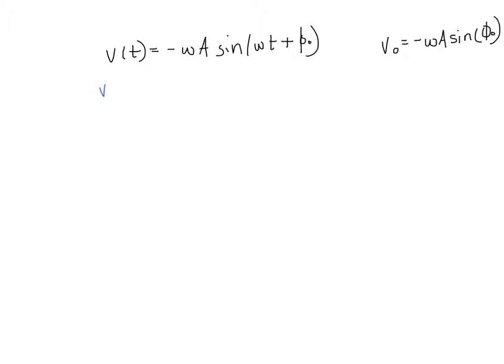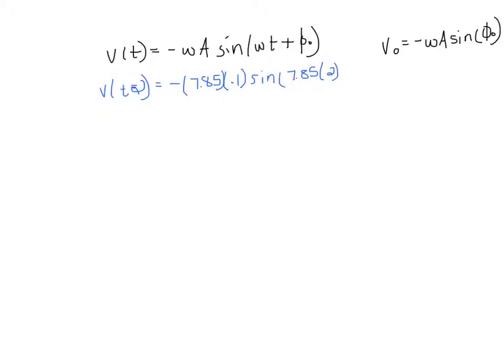So our velocity at t is equal to 2 seconds is negative. Our angular frequency we solved for is 7.85. Our amplitude was 0.1 meters, times the sine of 7.85 times 2 for 2 seconds plus our phi naught, which we've already solved for, which is positive 2 pi over 3. When I plug all of that information in, I'm going to get a positive 6.68 meters per second. Again, this is my velocity at t equal to 2 seconds. Because this is a positive value, this means we are moving to the right.